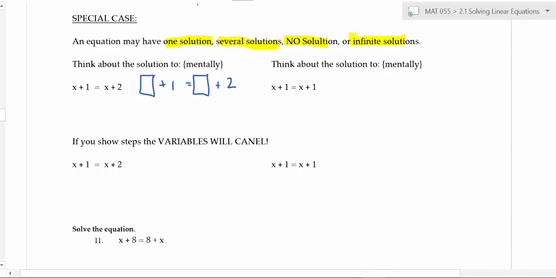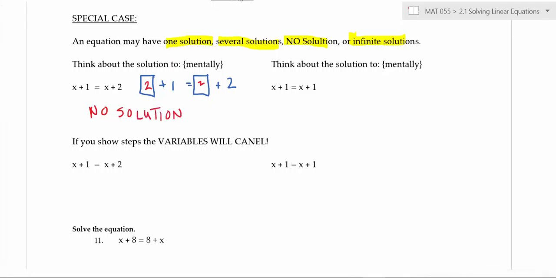Well, the thing is, there's nothing you could put in this box that would work. If you put a 1 there, both sides are different. It doesn't matter what you do. No matter what you put in the box, and you have to put the same number in the box, nothing's going to work. So this is going to be a problem that has no solution. There's no number that you can plug in for x that works.